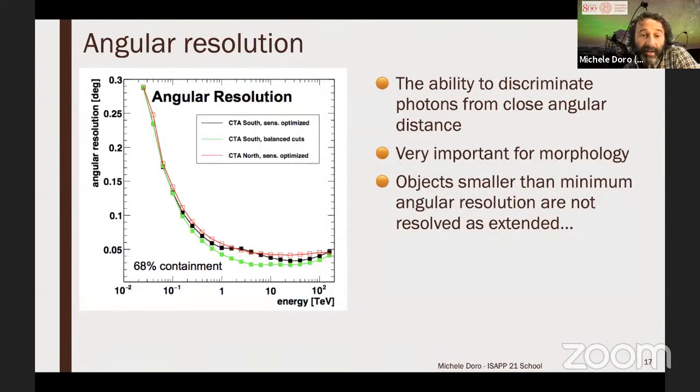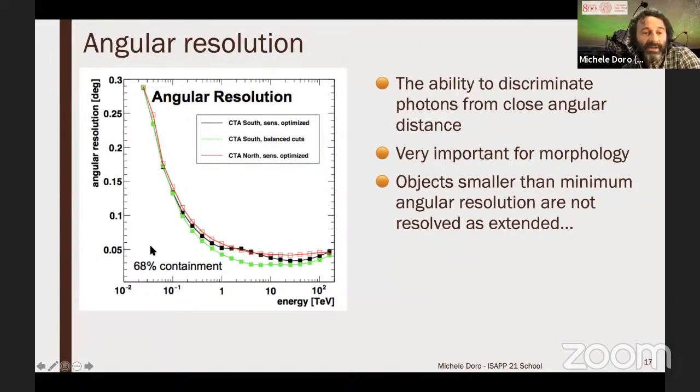The second is the angular resolution. Angular resolution is clearly the capability to discriminate photons from close angular distances. And again, you see, that's for CTA. You see that between 1 and 10 TeV is where CTA is better. You have a 0.05 degree containment, which increases pretty much to 30% at low energy.